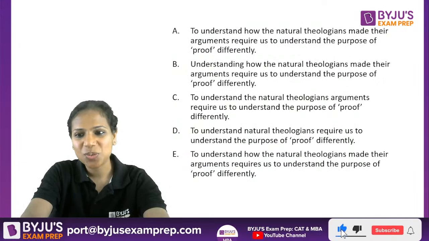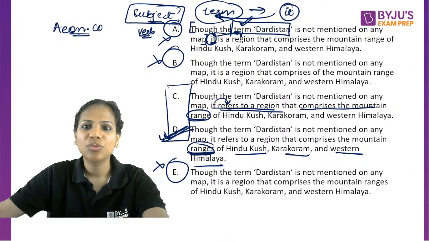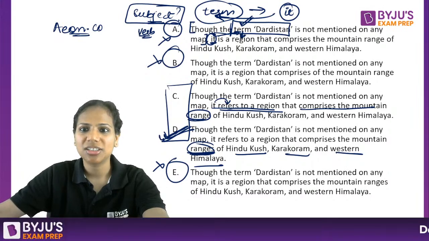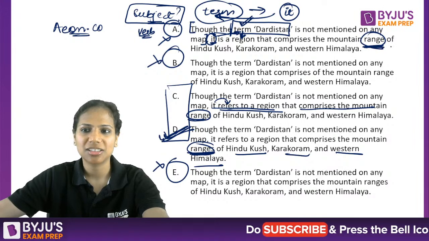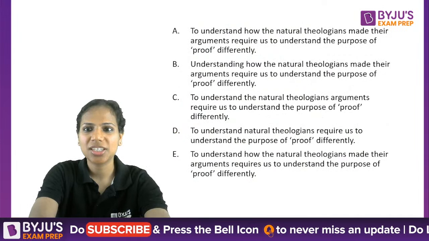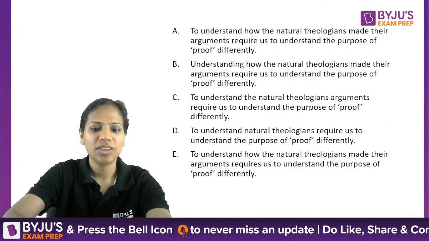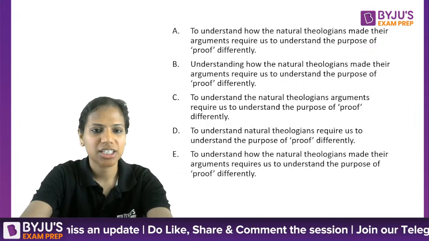Now, coming to the next one, why not A? I hope you've understood now. Why not A? We can't call a term a region. Plus range, this error is also present in A. So let's look at this question. Meanwhile, let me just check although and yet.